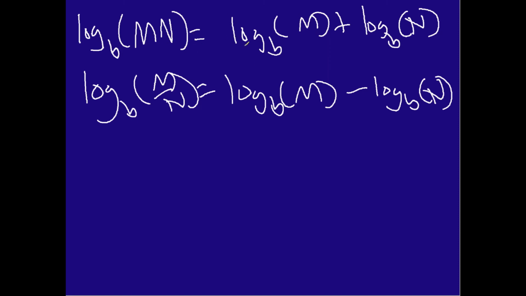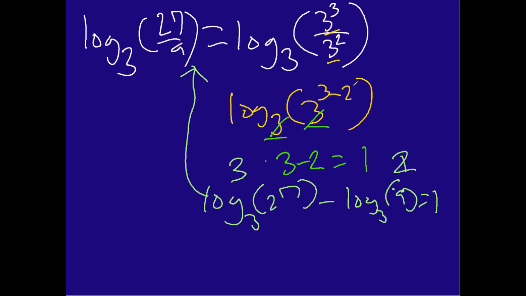And so since the opposite of multiplication is division and the opposite of addition is subtraction, the same idea holds when you're dealing with the quotient property. So now you have the minus sign in here. That's the main thing that's different.